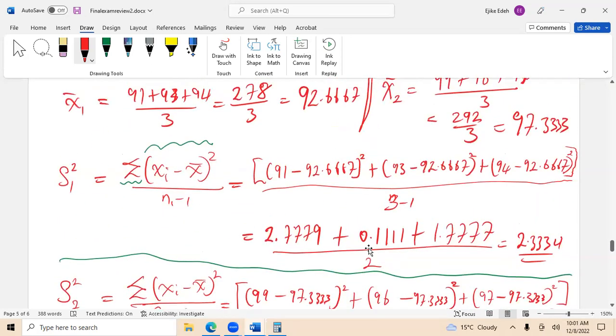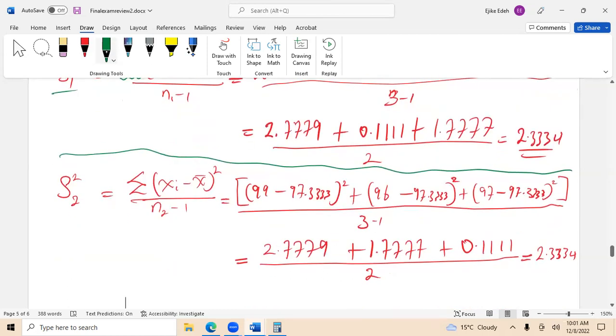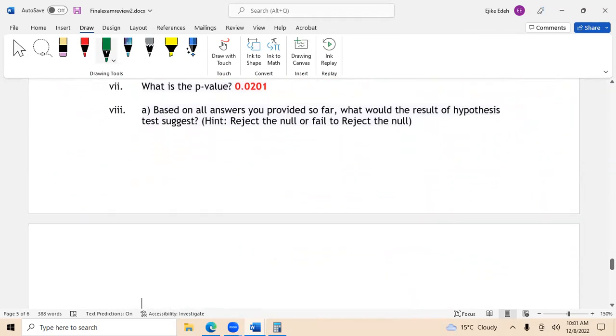We now have everything we need. You have your mean of group 1 here, you have your mean of group 2 there, you have your variance of group 1 here, and you have your variance of group 2 here. So let's just pick them up together, write them down, and then put them in the formula.